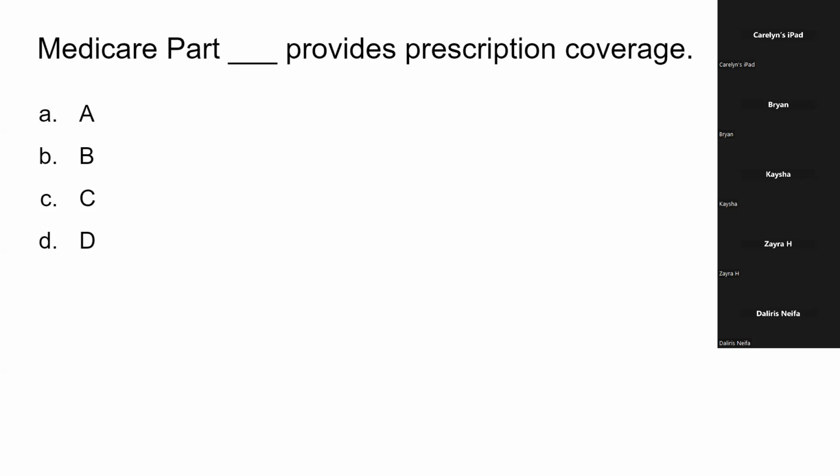Part A is just for hospital or inpatient. And then Part B is for Medicare outpatient. And then C is an Advantage plan, Medicare Advantage. So it could be like doctor visits or extra things like dental, and oftentimes it's paired with private insurance as well. But Part D is easy to remember because D stands for drugs, right? Medicare Part D.